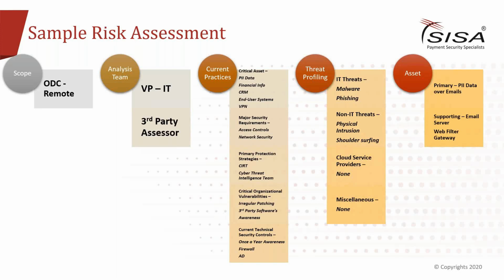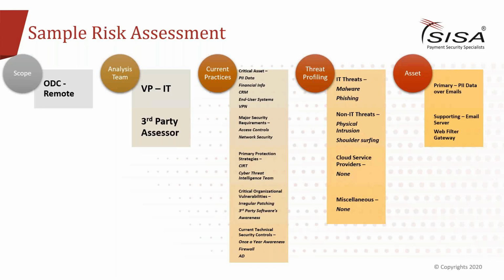Now, based upon the current practices, I'll be able to have a threat profile. I'll be able to understand that the IT threats which I might be facing right now will be a phishing attack, accompanied by malware at the back end. The non-IT threats can be physical intrusion or shoulder surfing. Why am I saying this? Because right now I'm talking about an ODC which is remote in nature. Physical intrusion into that particular employee's premises, or shoulder surfing being done by any of their friends who might have malicious intent, will be a non-IT threat over here. And we haven't considered cloud service providers or any other miscellaneous threats over here.